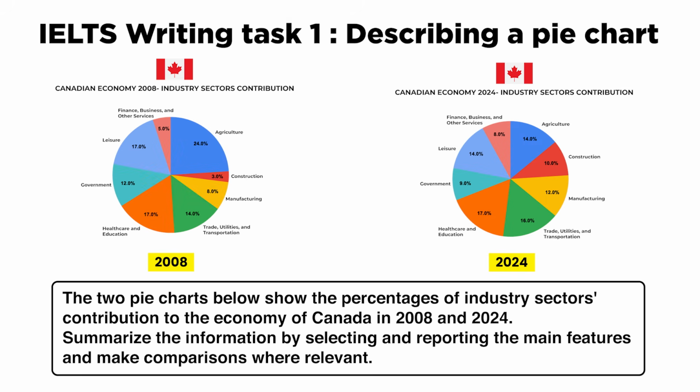The two pie charts below show the percentages of industry sectors' contribution to the economy of Canada in 2008 and 2024. Summarize the information by selecting and reporting the main features and make comparisons where relevant.